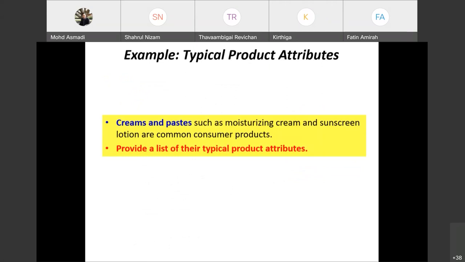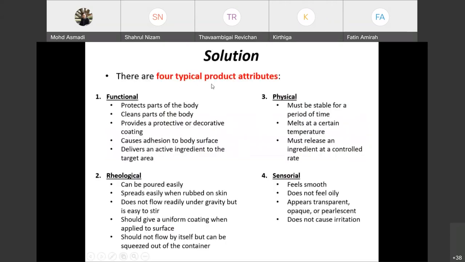Product attributes should also consider that we are now concerned about safe and environmentally friendly products, as well as sustainability. So looking at the typical product attributes, for example cream and paste, there are four typical ones you can list. The first is the functional attributes, for the cream or paste.